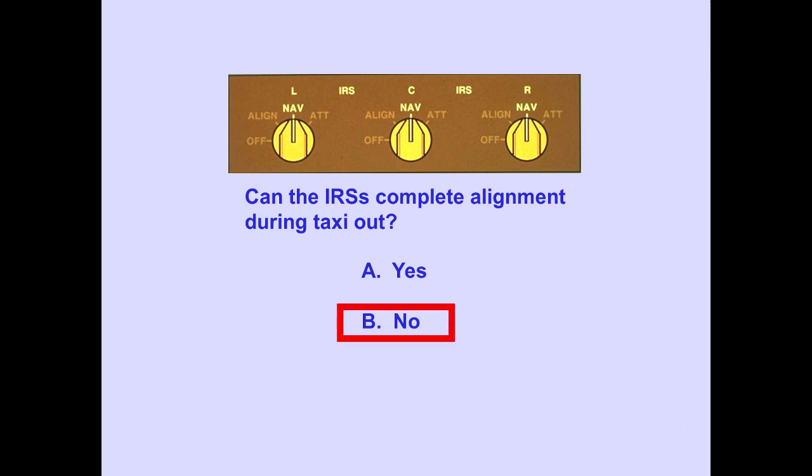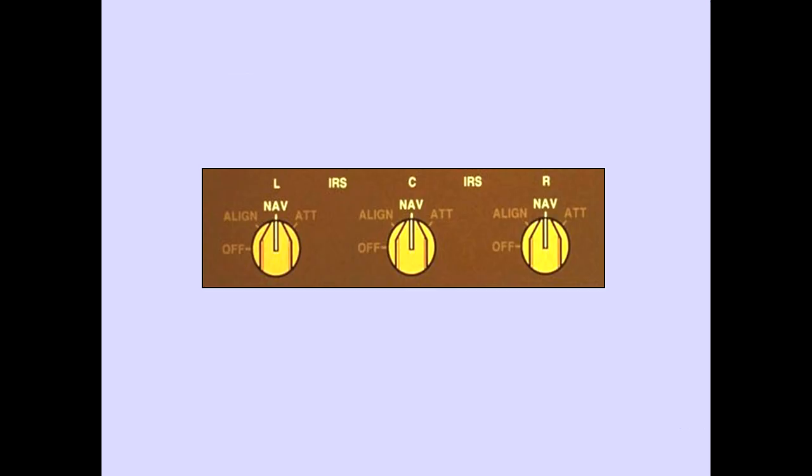Answer B is correct. During alignment, it is important that the airplane remain stationary. This ensures that the Earth's rotation is the only movement detected by the IRS.